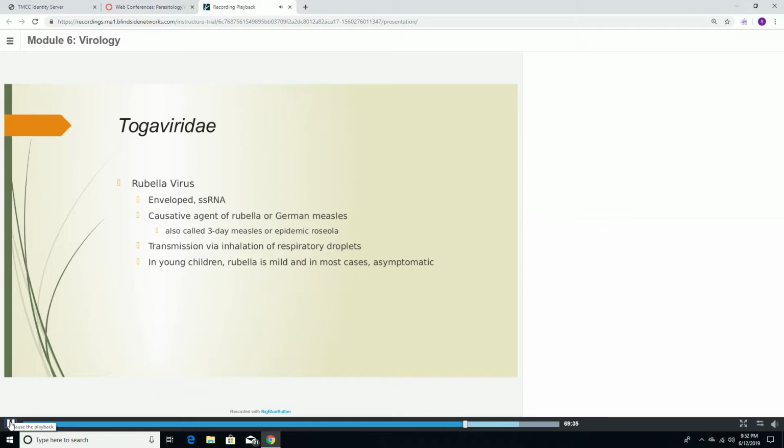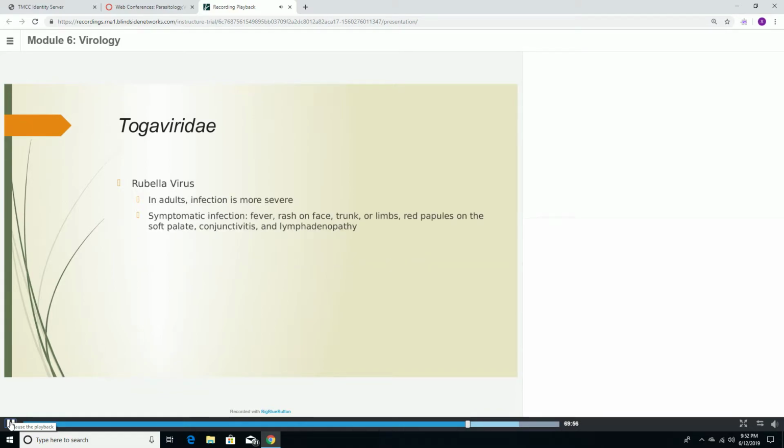The rubella virus is again an enveloped, single-stranded RNA virus. It's the causative agent of rubella, or German measles, also called three-day measles or epidemic roseola. Transmission is going to happen via respiratory droplets and inhalation. In young children, rubella is mild, and in most cases it's asymptomatic. In adults, infection is more severe. Symptomatic infection can include fever, a rash on the face, trunk, or limbs, red papules on the soft palate, conjunctivitis, and lymphadenopathy.